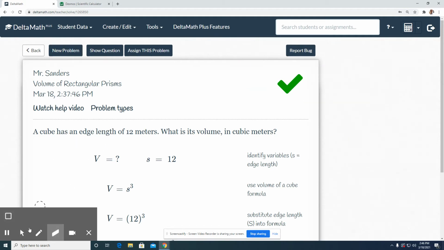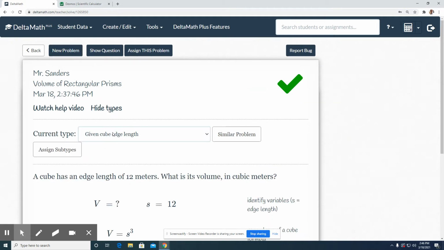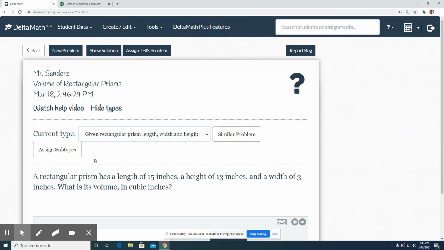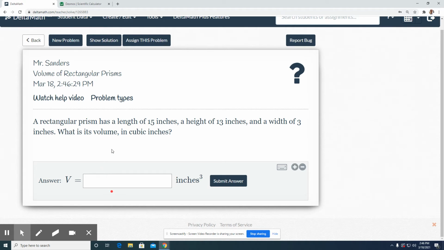The next one. Let's try a different style. Rectangular prism with length, width, and height. Okay. All right. A rectangular prism has a length of 15 inches, a height of 13 inches, and a width of 3 inches. What is its volume in cubic inches? All right. So notice the length is larger than the width. So keep reminding yourselves to keep track of length and width. It just kind of helps if we know how to label things properly.